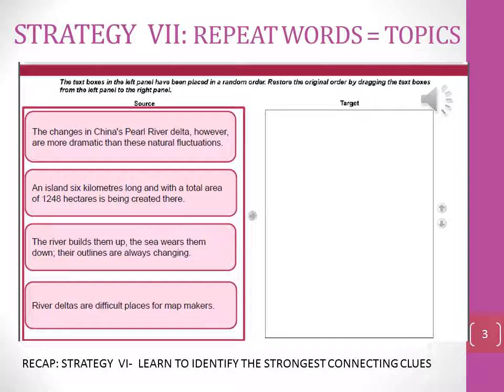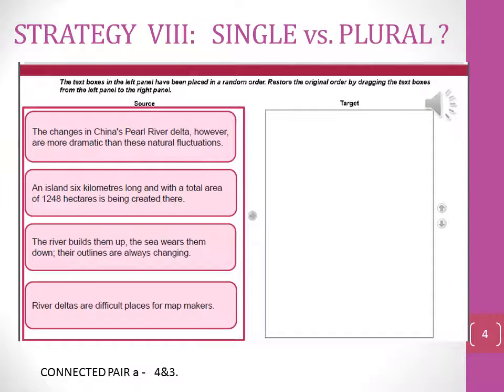And because I'm solving this step by step, just to keep it simple, we will find the connected pair in 1 second. Along with the repeat words such as the topic words or the repeating clues such as synonyms, we also have another clue specifically for the nouns, singular versus plural. We see that river builds them up, and them is a plural pronoun. Therefore, if I can find what is them, I can place sentence 3 right after its connected sentence.